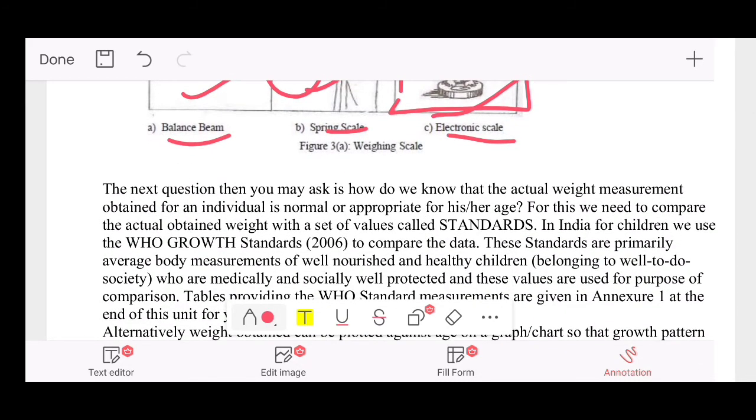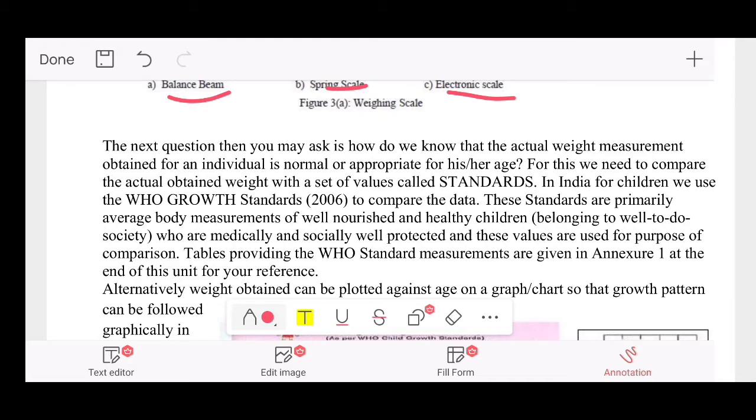Okay, next see the next question. Then you may ask, how do we know that the actual weight measurement obtained for an individual is normal or appropriate for his age or not? Means how can we say that for this age this weight is good or not? For this we need to compare the actual obtained weight. Means we have to know the standard or the mean or the average, so that we can compare. There are some set values that are called standards. We have to tally with these standards, so that we can say whether the particular child or particular human being is in good condition or not.